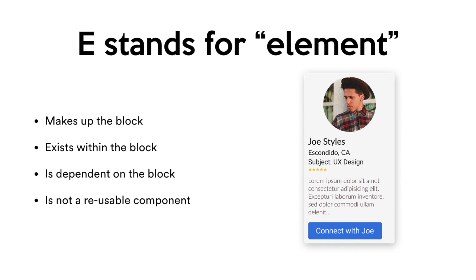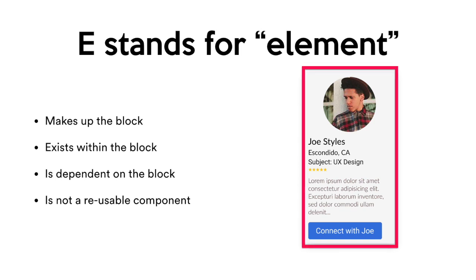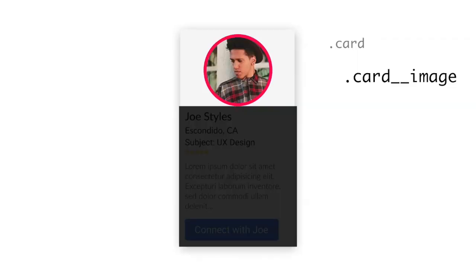Now, the E in BEM stands for element. These are the items that make up the block component. They exist inside of the block because they depend on the block. They are not reusable components. This user card is a block with elements inside of it. And the way we classify elements in BEM is by referencing its block and giving it a double underscore with the name of that element. So see how the element depends on the block preceding it?